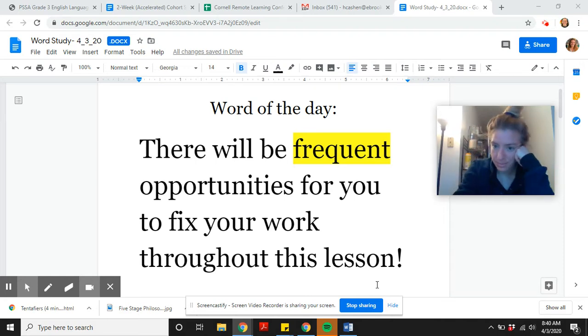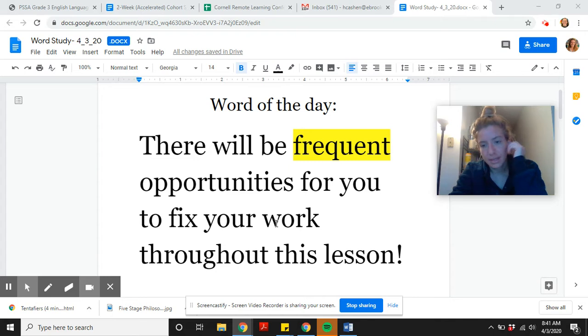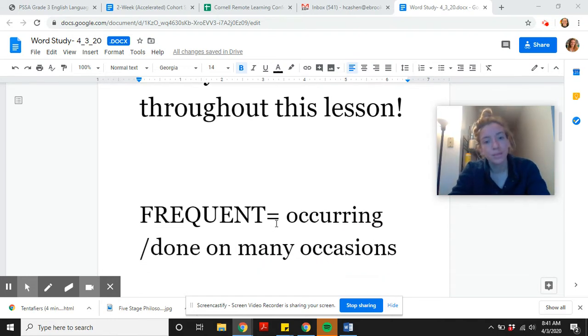All right, finish up what your best guess is for the definition of frequent. There will be frequent opportunities for you to fix your work throughout this lesson. So if I'm looking at the sentence, I'm not sure what frequent is, but frequent might mean more than one, like lots of opportunities for me to fix my work throughout this lesson. Well, let's see. Yep, frequent means occurring or done on many occasions.